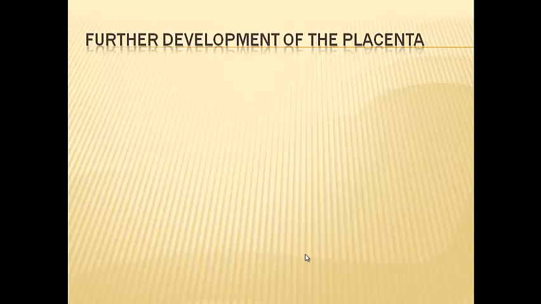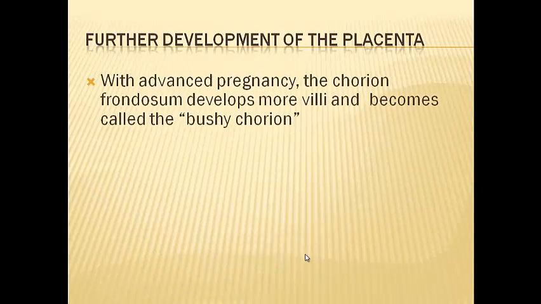Now, with further development of the placenta, even after it has completed its development at 4 months, it still has to develop a little bit more. So with advanced pregnancy, the chorion frondosum develops even more villi, and then becomes referred to as the bushy chorion. So just think of the bushy chorion as the same thing as the chorion frondosum. The only difference is that it has a higher number of villi.